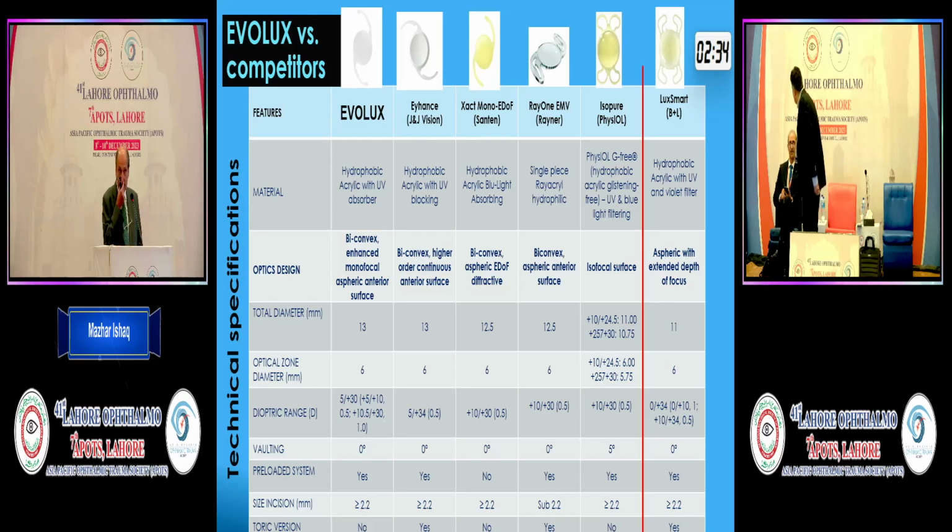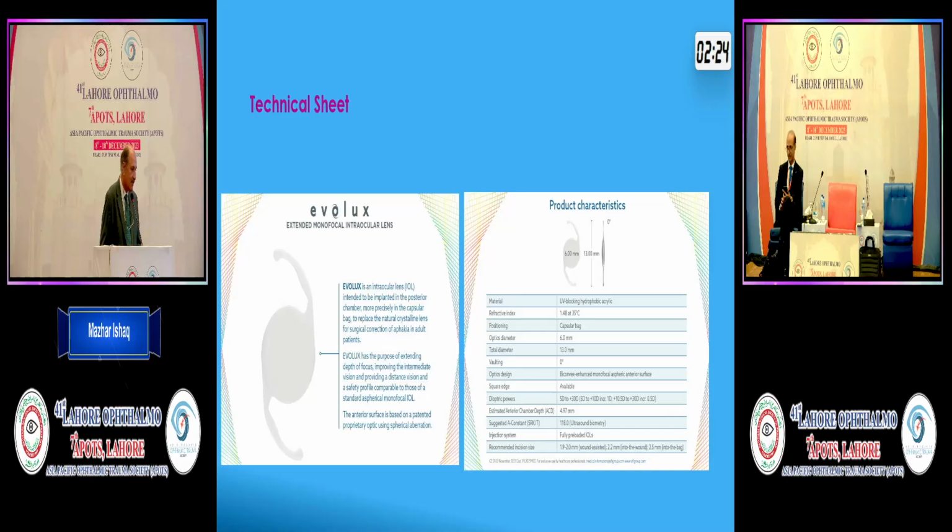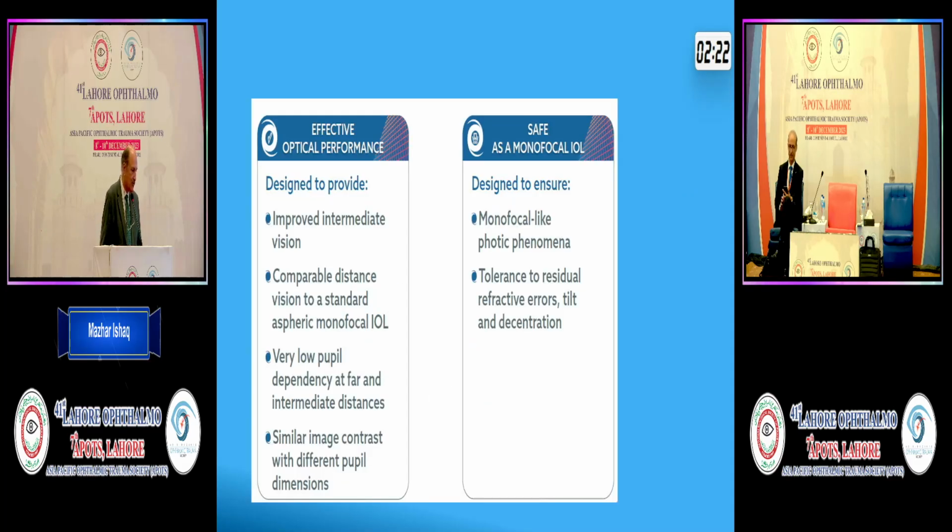And I just want to give you a brief resume of what the benefits are. All of them have got their own way of optic design, which I'm not going to discuss in the next 7 minutes or so. I will just go through what they say. The important thing is that they improve intermediate vision and have comparable distance vision to a standard aspheric monofocal IOL, and it doesn't affect the pupil size, and the image contrast sensitivity is good.